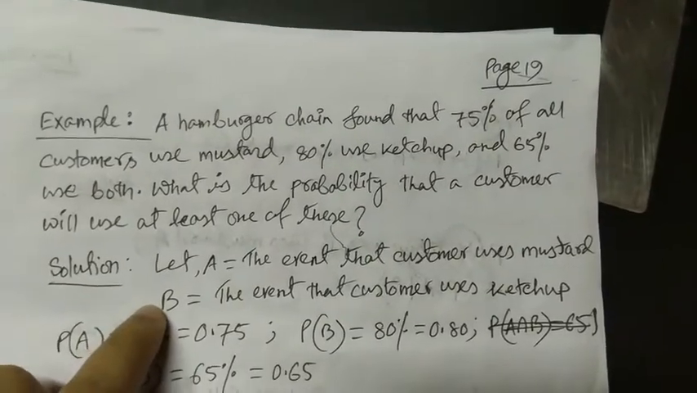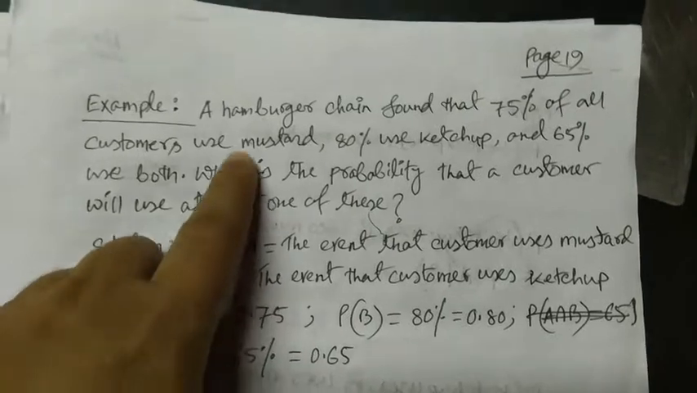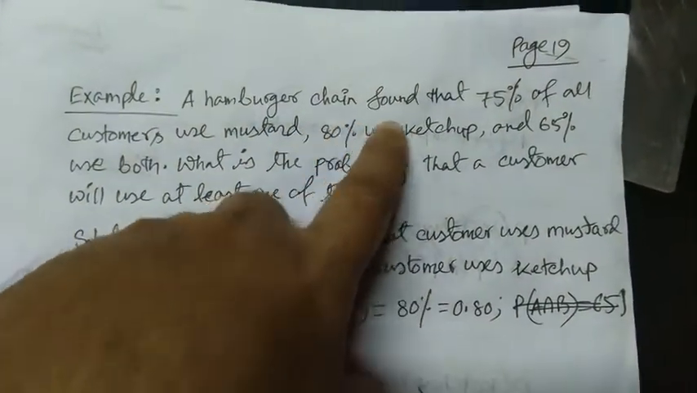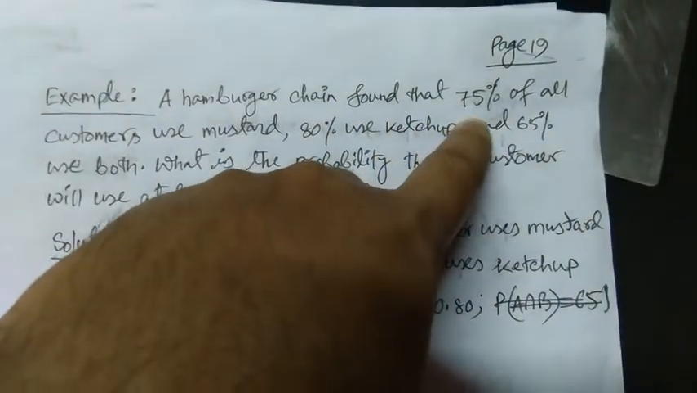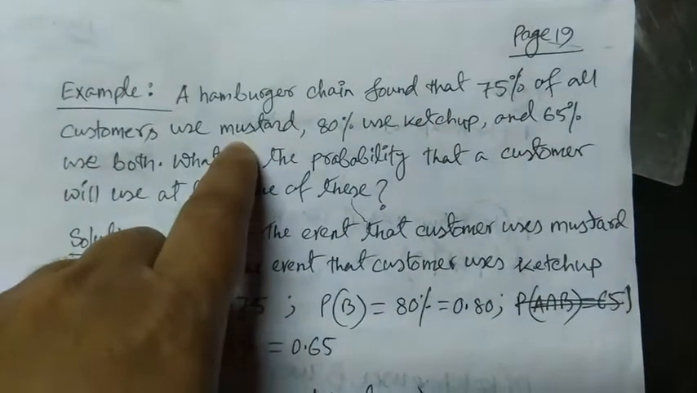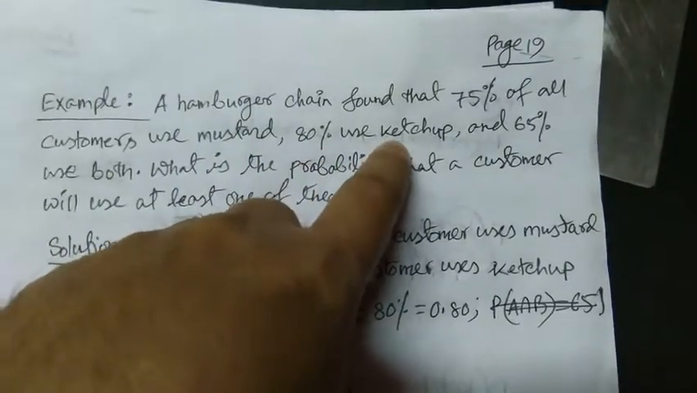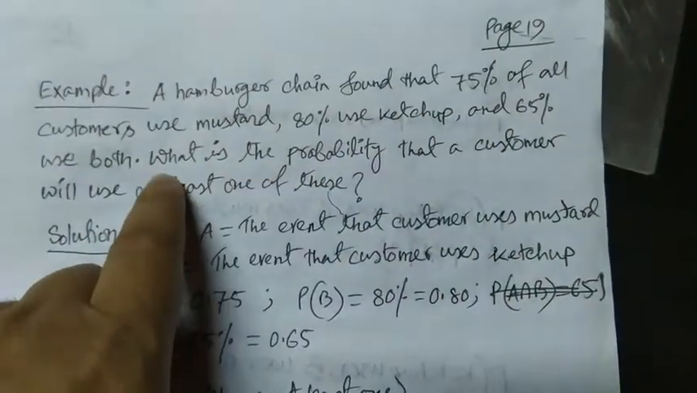Now we will move to page 19. Let's see what we have in page 19. A hamburger chain found that 75% of all customers use mustard, 80% use ketchup, and 65% use both.